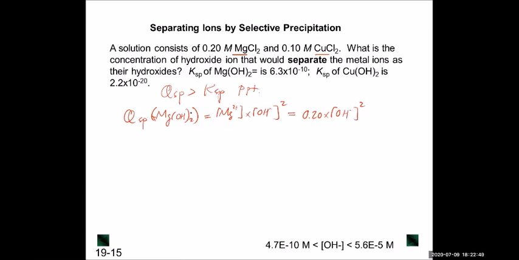To have magnesium hydroxide form precipitate, this needs to be larger than the KSP of magnesium hydroxide, which is 6.3. So that's the QSP condition for magnesium hydroxide to form precipitate. We just need to find the concentration of hydroxide to satisfy this inequality, and just divide by 0.2 on both sides and solve for hydroxide.